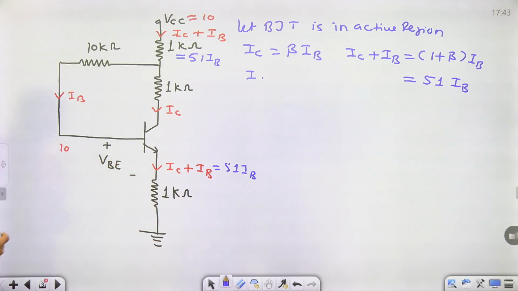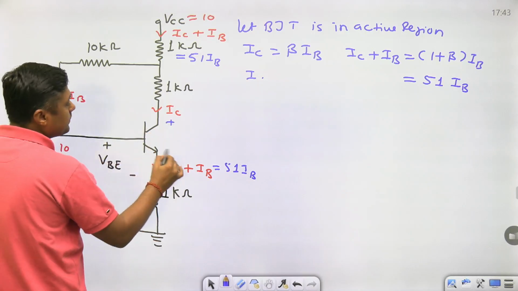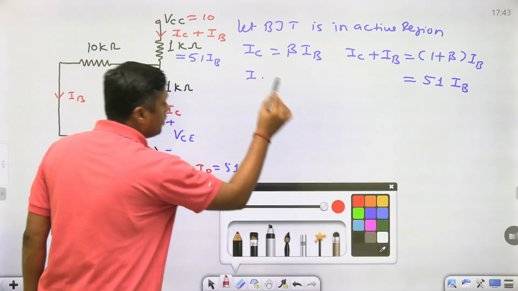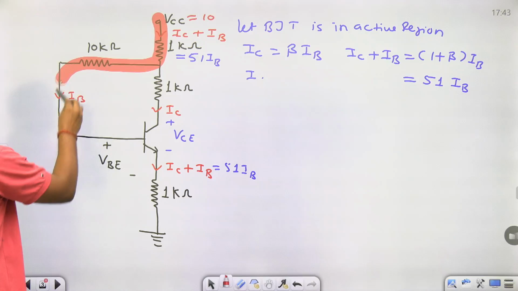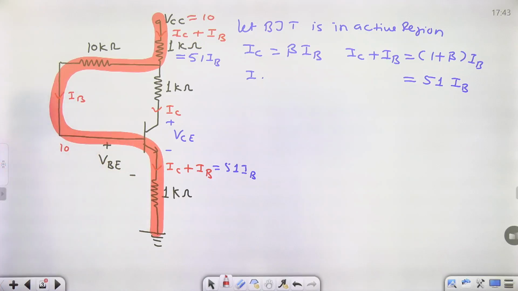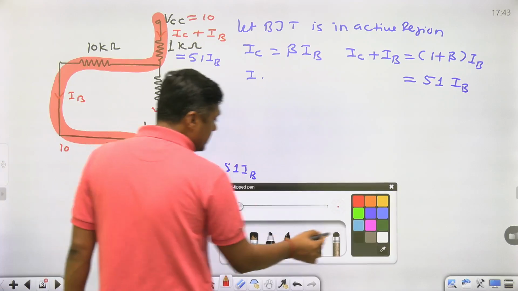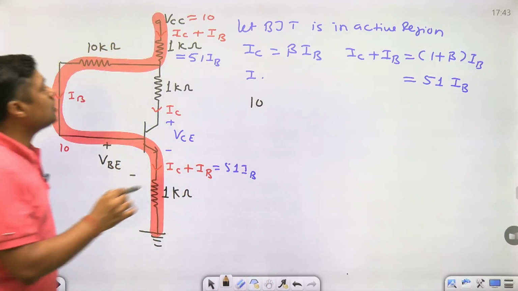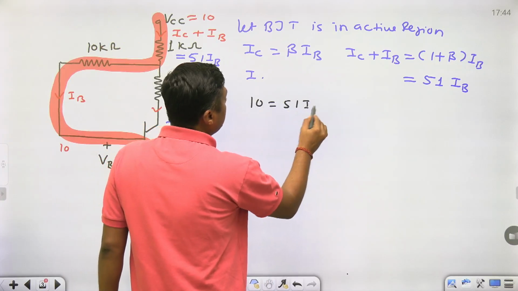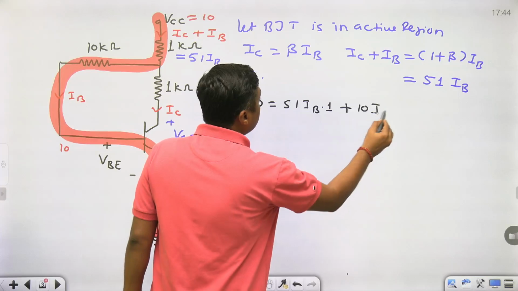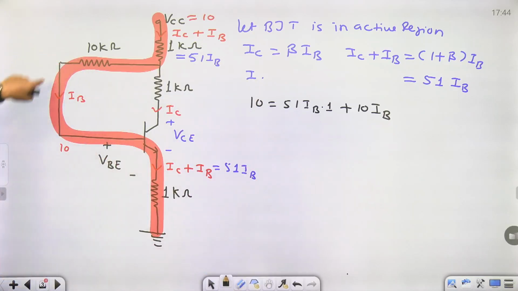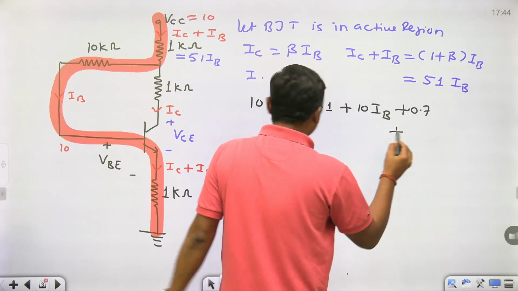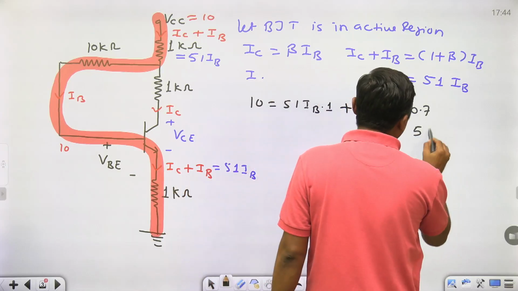Now just to find, because we have no idea about the VC, write down the KVL from this point to this point. Is it visible? So if you write KVL from here, what will you write? This is the 10 volt. 10 volt is equal to 51 times IB into 1, plus 10 times IB, plus VB, that is 0.7 volt, plus 51 times IB into 1, that is 51 times IB.